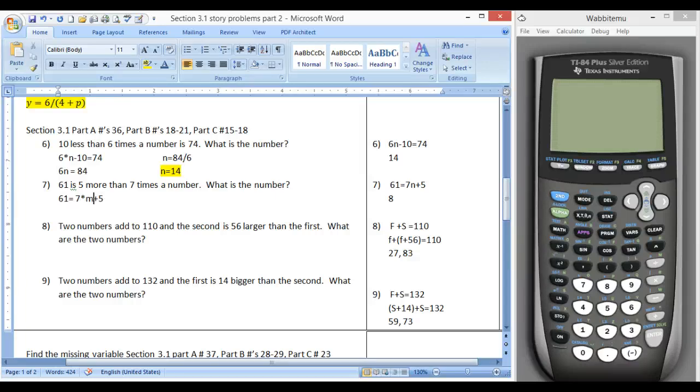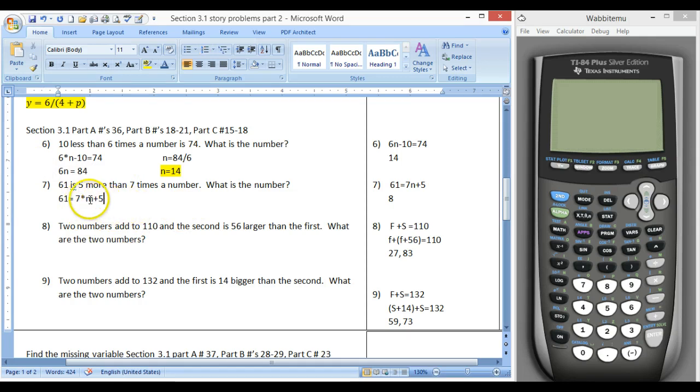There we go. So let's reread this and make sure that I've translated correctly from my English sentence to my math symbol sentence. 61 equals 5 more than, that's the reverse one, so I add 5, 7 times a number, 7 times some number, and that goes before the 5 plus. There we go. So now it's just a matter of solving it.